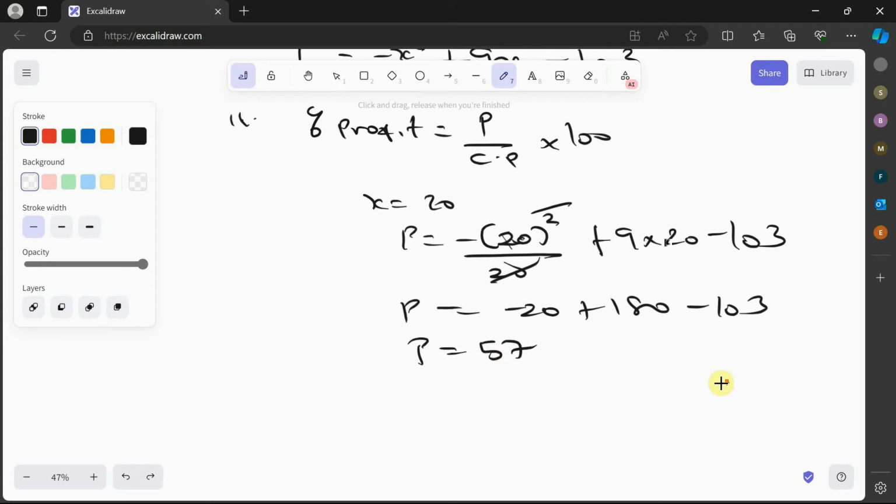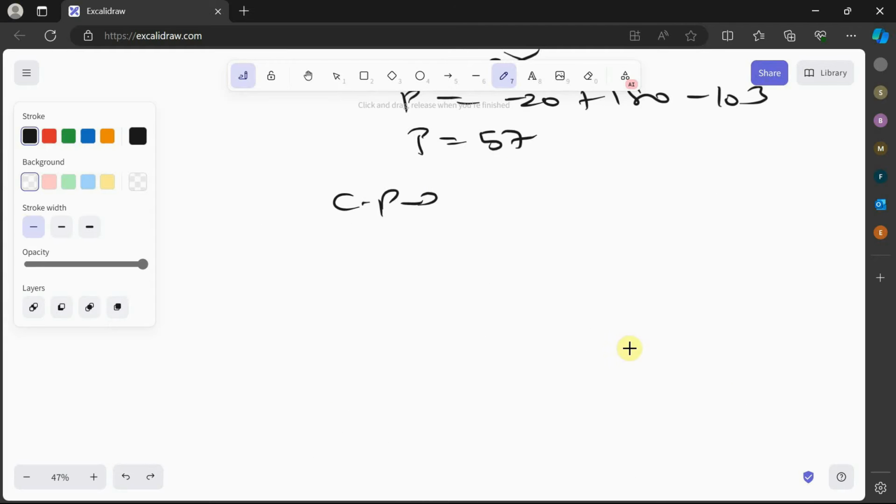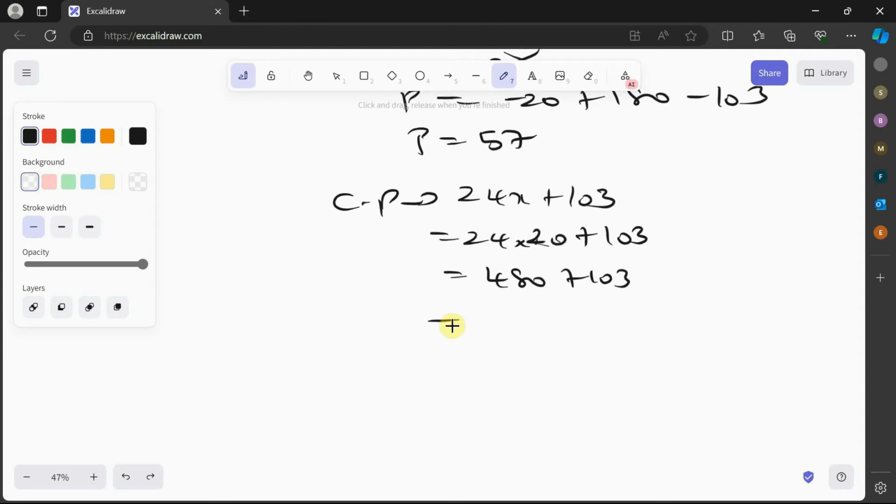The next thing to find is the CP. So the CP, we know the formula for CP to be what? 24x plus 103. That will be equal to 24 times 20, because we are dealing with 20 bags, plus 103. That is 480 plus 103, and that will give me 583. So now I can substitute.